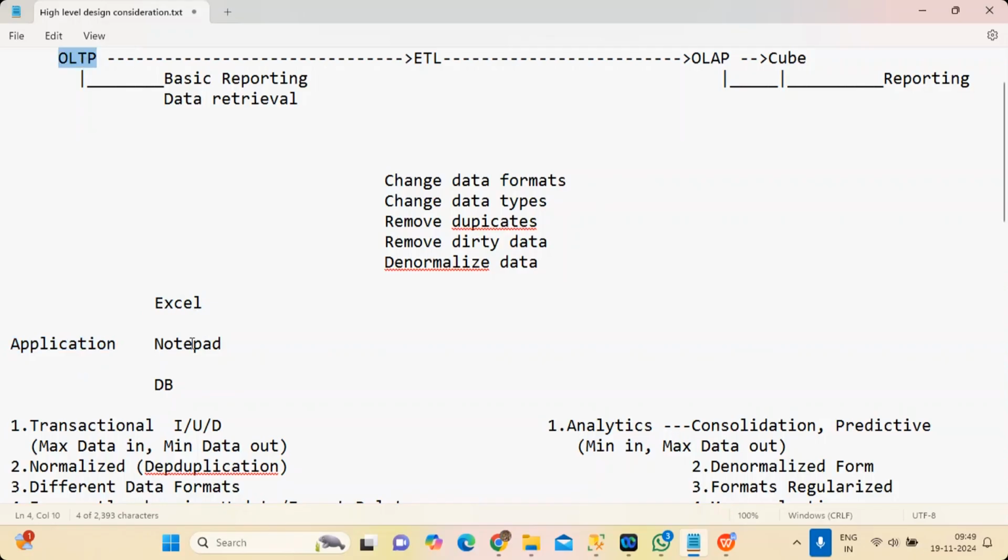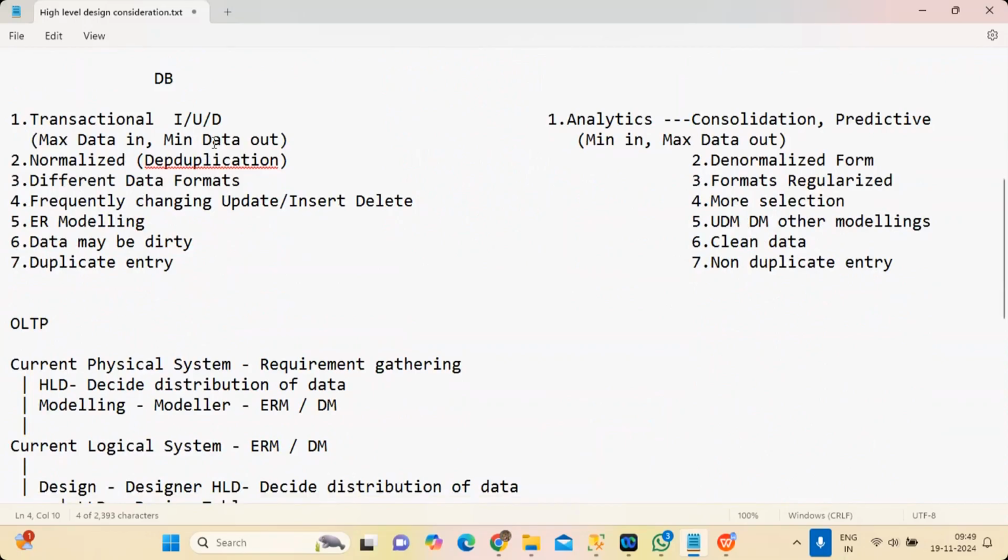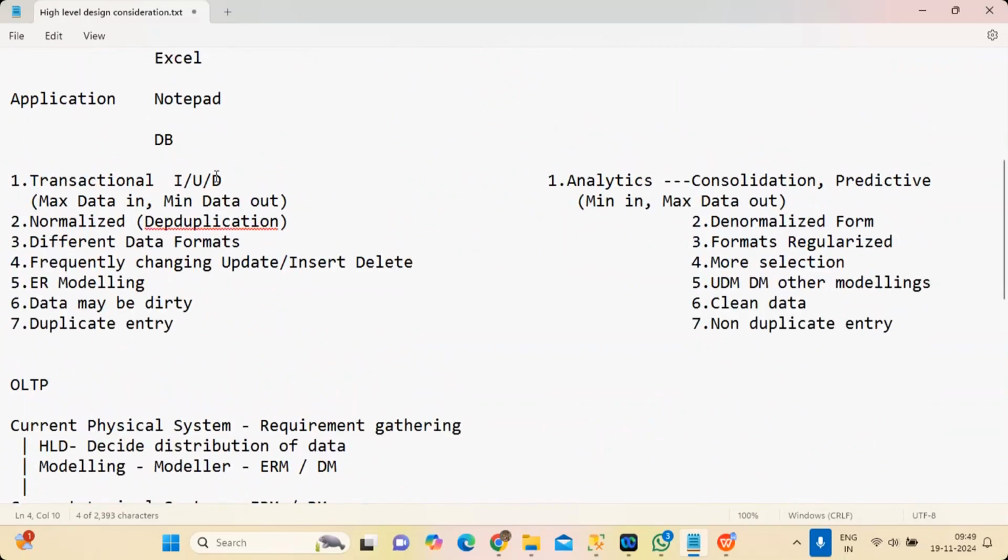Now, the application has the following characteristics. What are the characteristics of the application or the database system? One, it is more focused on insert, update and delete of data. Then it is normalized. Normalized in the sense there is deduplication of data. I cannot store the same data twice. For example, if I have information about the customer, then I don't store the name of the customer in two places. If I need to store the price of a product, I don't store it in two places. I store it in only one place.